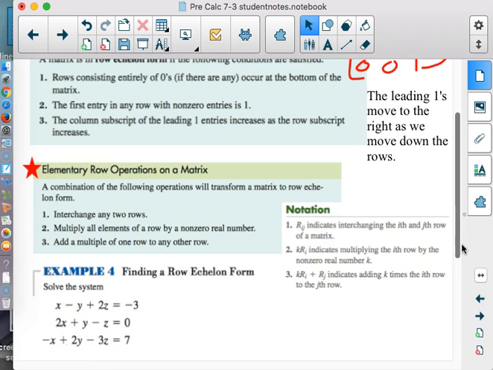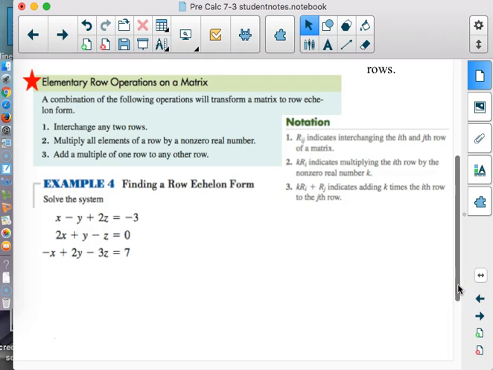A combination of the following operations will transform a matrix to row echelon form. Interchange two rows. You can't just move two rows, but if you say, hey, this one already has a 0 in front, I'm going to put that down on the bottom, you can do that. You're just switching the order. Multiply all elements of a row by a non-zero real number. That's a scalar. We've been doing that all the way through. Add a multiple of one row to any other row. Absolutely. That's what we were doing when we were just doing Gaussian elimination.